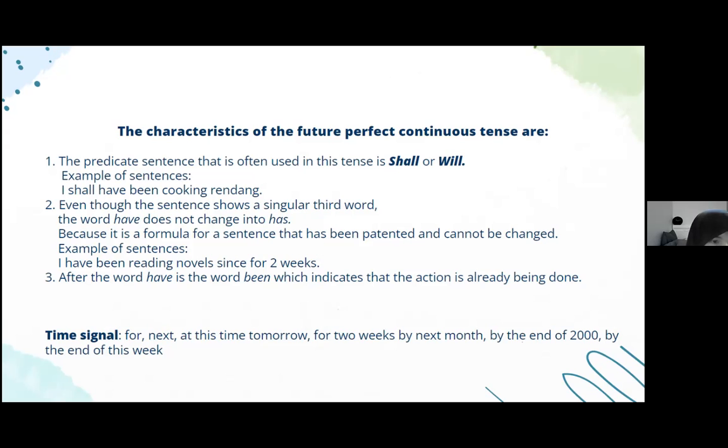Three. After the word have is the word been, which indicates that the action is already being done. Now, time signal is for, next, at this time tomorrow, for 2 weeks by the month, by the end of 2000, and by the end of this week. Okay.